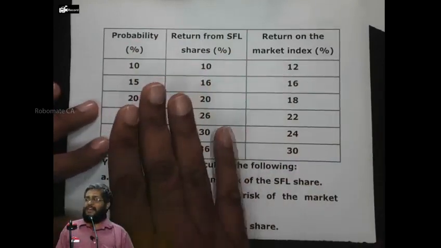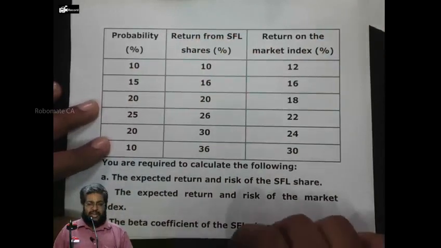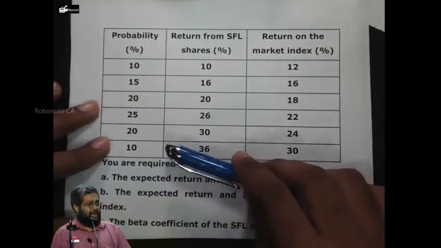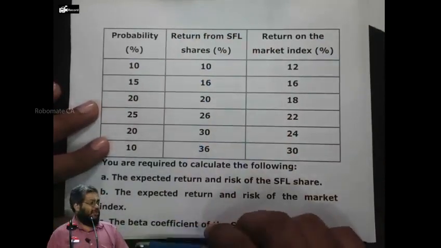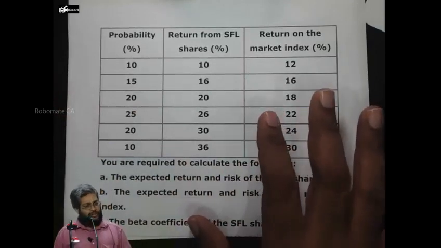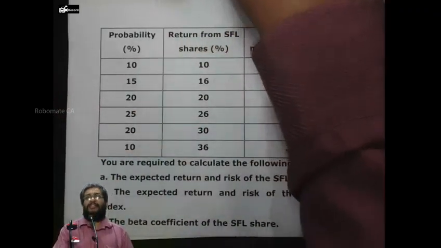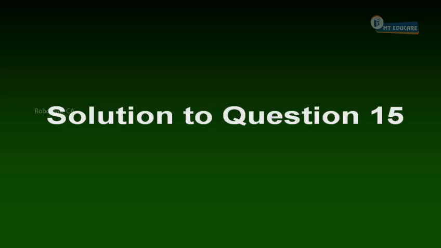Last class we did the sum based on past historical data. Now it is based on scenario analysis, beta calculation with probability, that is, without probability last time. Everybody respond. Are you following? Can you start doing the solution together? Let's start with the solution. Write question number 15.